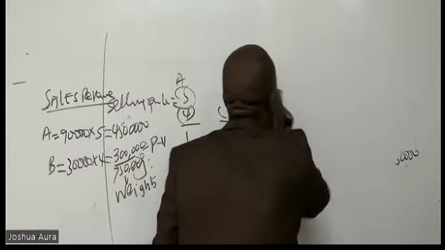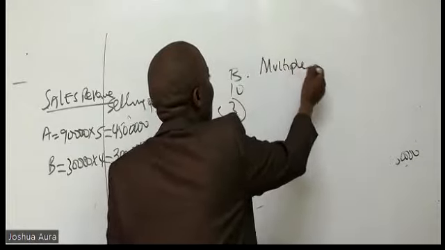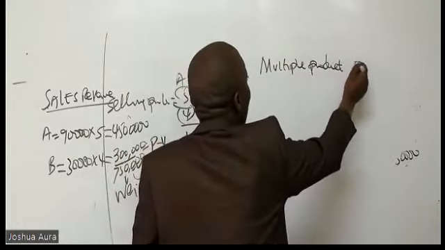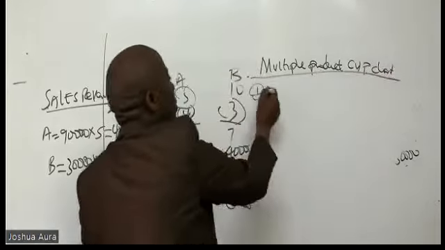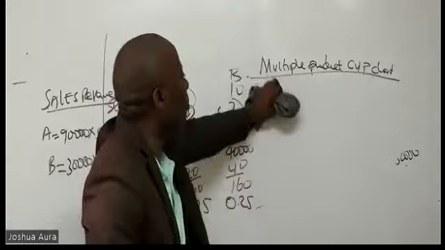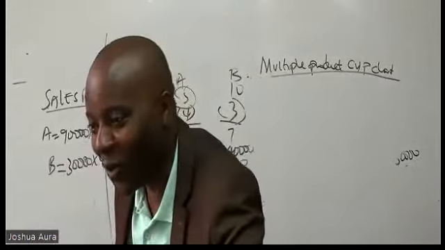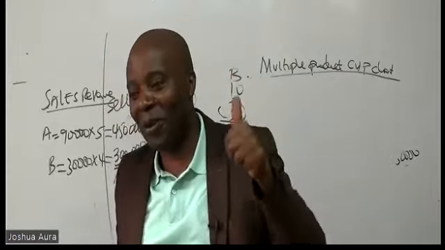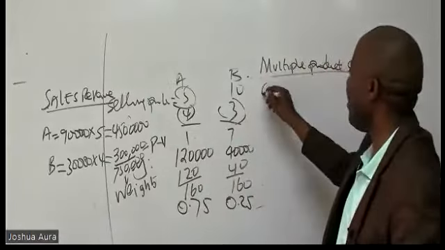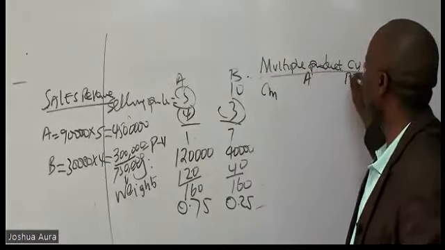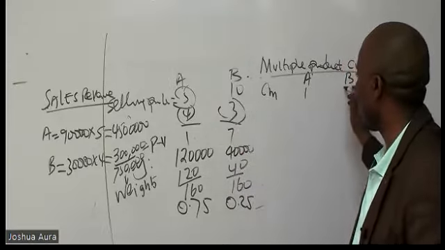Now, listen here. So then we go to the multiple product CVP chart. What will be the very first thing that we should compute here? We remember those steps. So if you remember these steps, we start with CM. So A, B. CM we already got, 1 and 7.